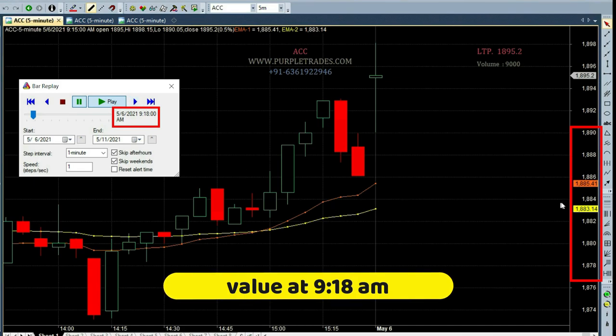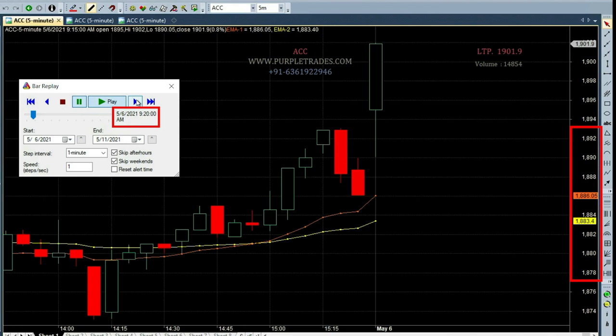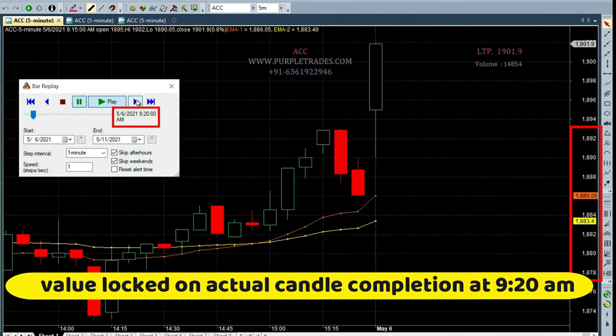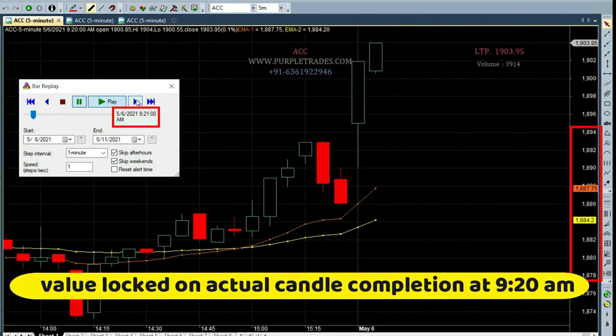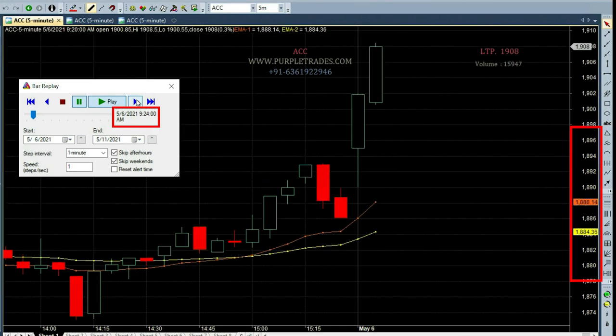So the EMA moving average values have also changed. At 919 it will again change. At 920 it will again change, and finally these values are locked. Now as we move ahead to the next candle, at 921 we have the next candle, and as this candle keeps oscillating from 920 to 925, these moving average values also keep oscillating.